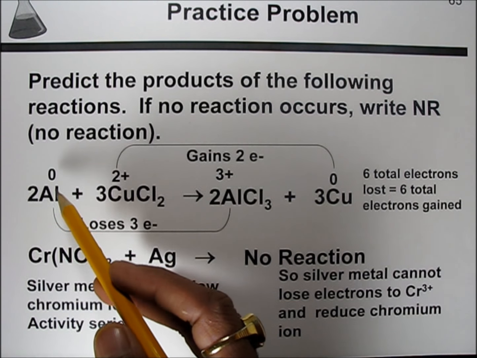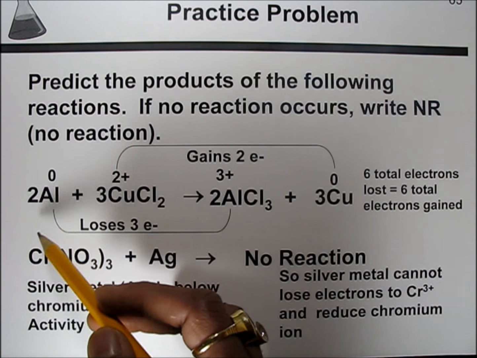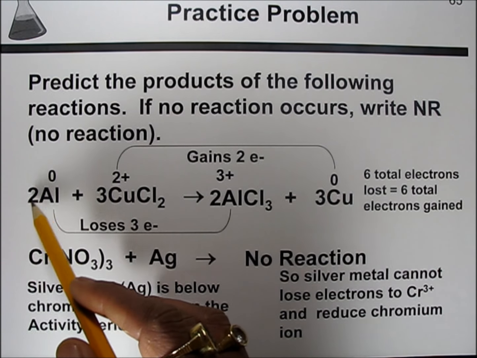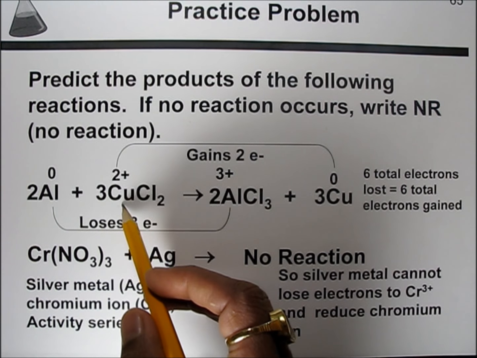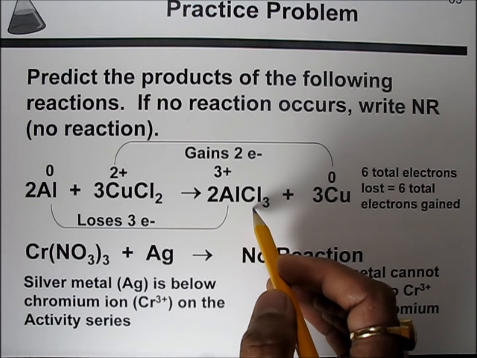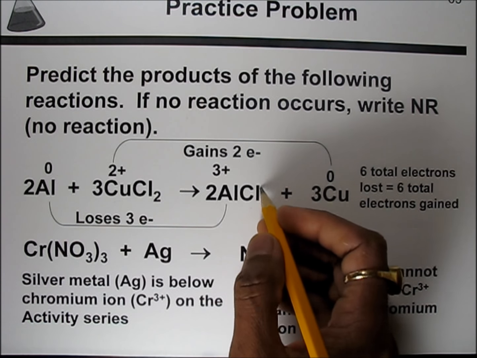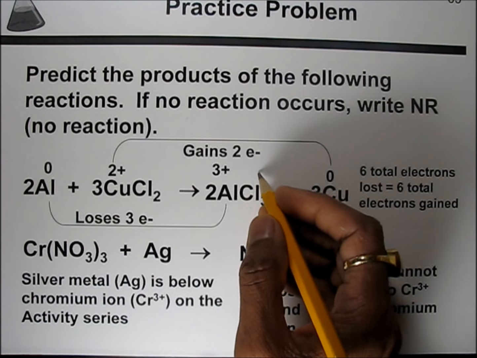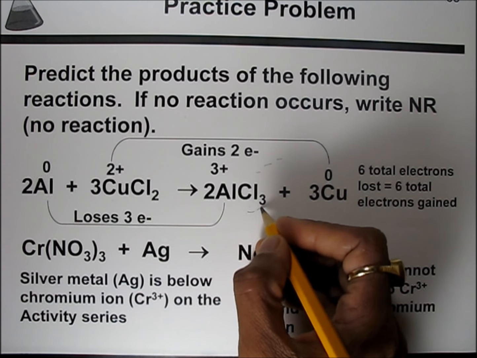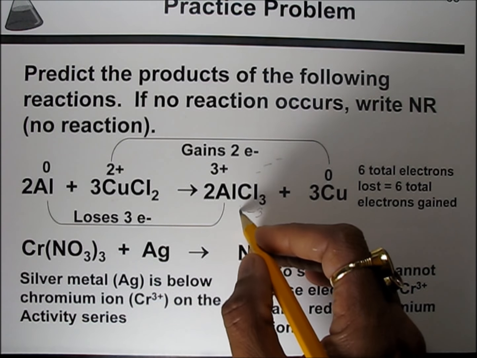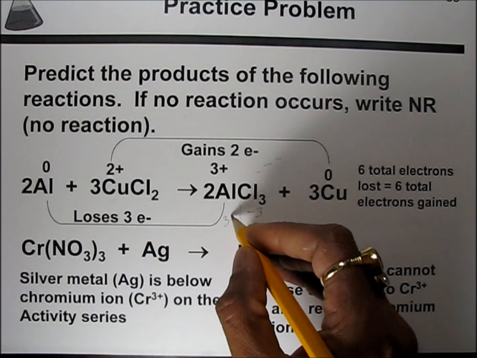If you see the charge on this aluminum, it is 0. All the elements which are without any plus or minus sign are at 0 charge, and from 0 it is going to aluminum chloride. In aluminum chloride, there are 3 chlorides, and each chloride has -1, so there will be -3 charges in total for 3 chlorides. To balance, each aluminum has 3 plus.